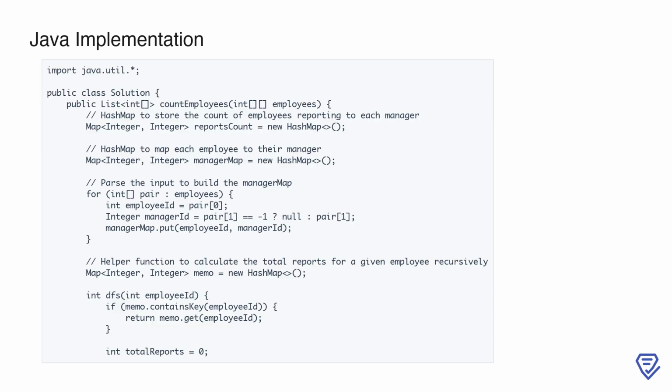This method takes a two-dimensional array of employees as input. Each element in this array represents an employee-manager pair, where the first value is the employee's ID and the second value is their manager's ID. If the manager ID is -1, it means the employee does not have a manager, typically representing the CEO.